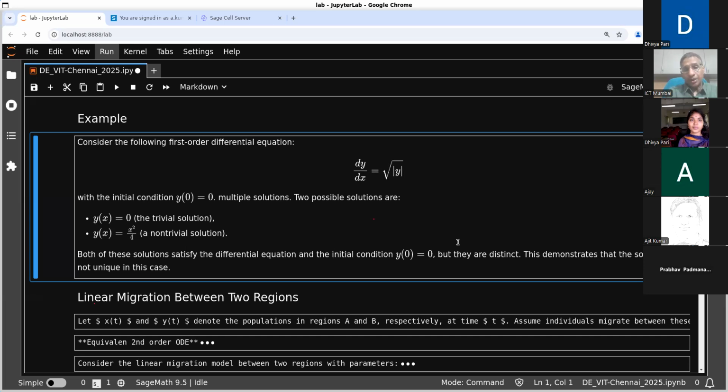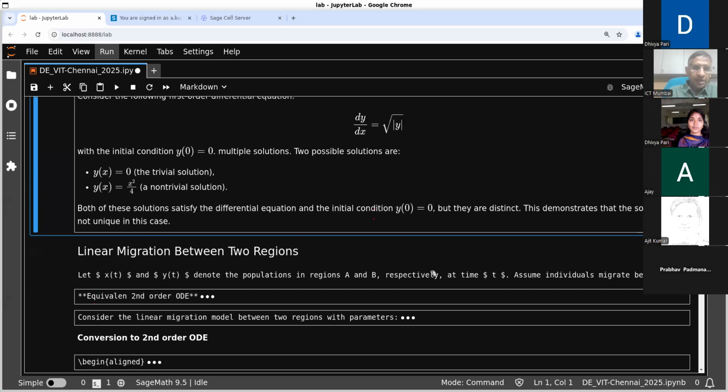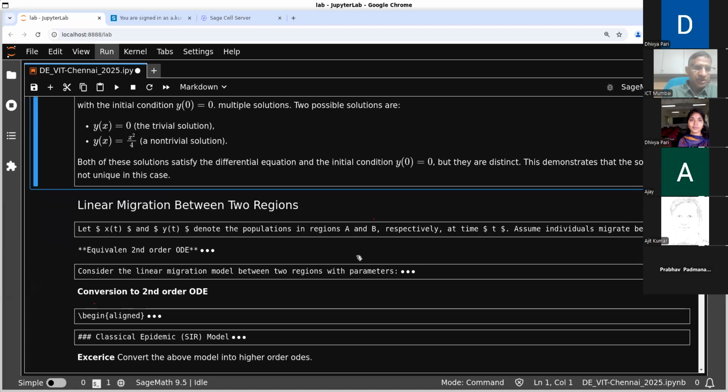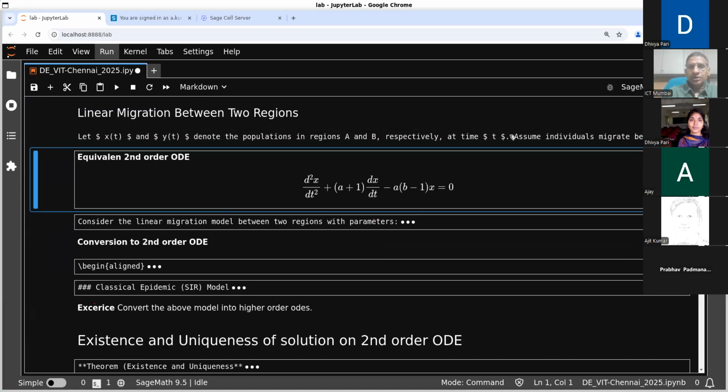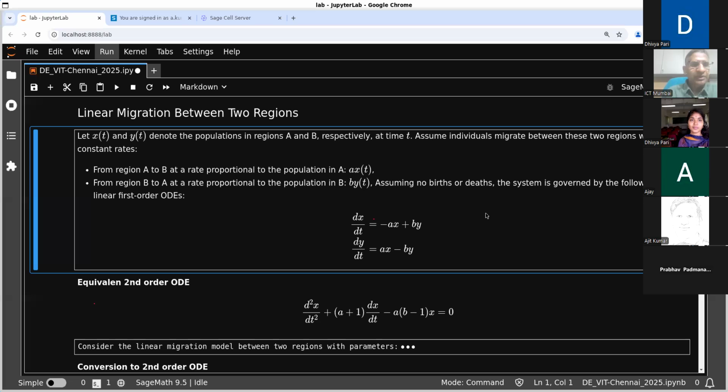So in order to have solutions, you require those two conditions, right? So for example, let me just give you another example or model, again something similar you must have come across.